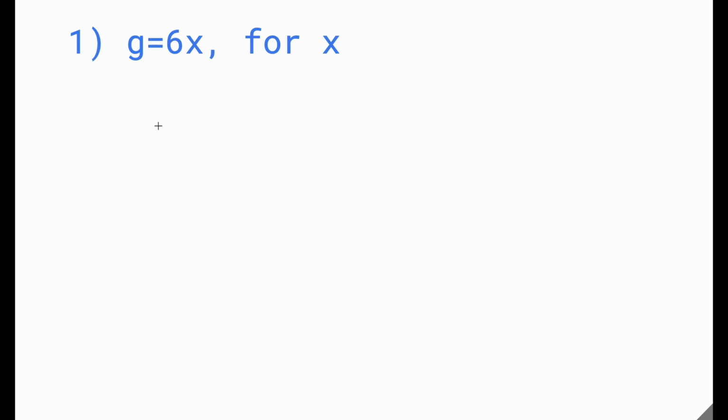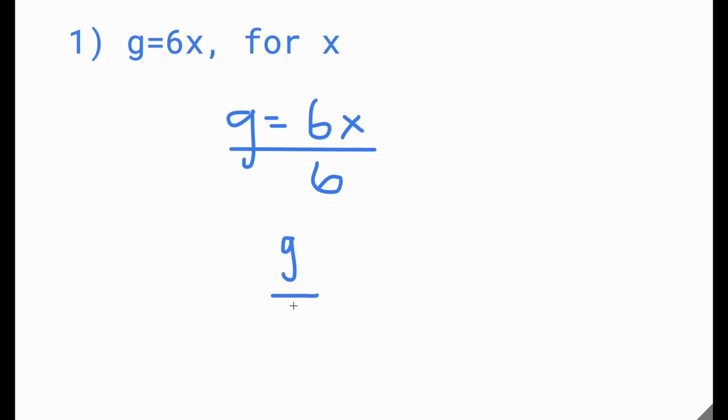So when we're looking at this, we have to figure out how to isolate x. Well, this is fairly simple. If I rewrite it here, g equals 6x, and since x is multiplied by 6, we can isolate x by simply dividing the whole equation by 6. That would give us g over 6 equals x.